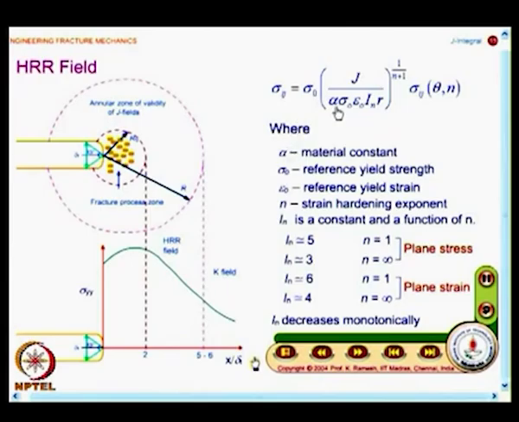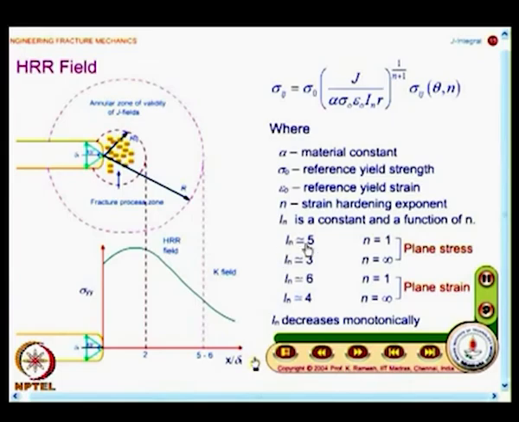And you have definitions for all these terms. Alpha is a material constant, sigma naught is the reference yield strength, epsilon naught is the reference yield strain, n is the strain hardening exponent, and I n is a constant and a function of n. People have given expressions for this. So, when you substitute the value of n, you will be able to get the value of I n. Some representative values are shown.